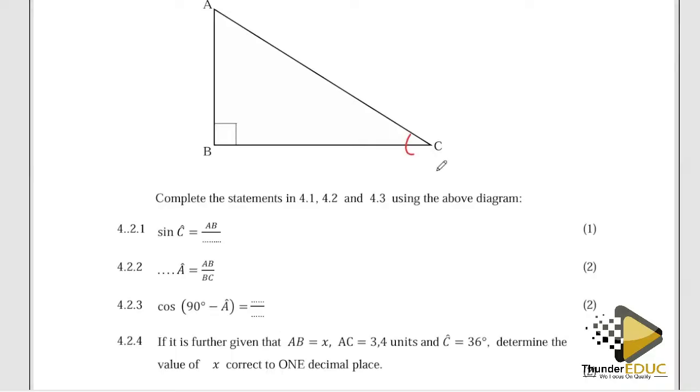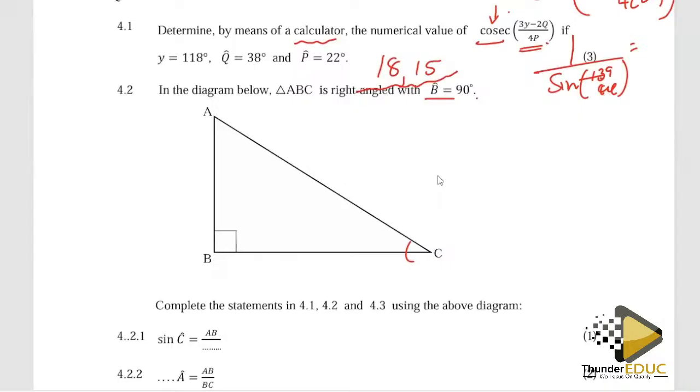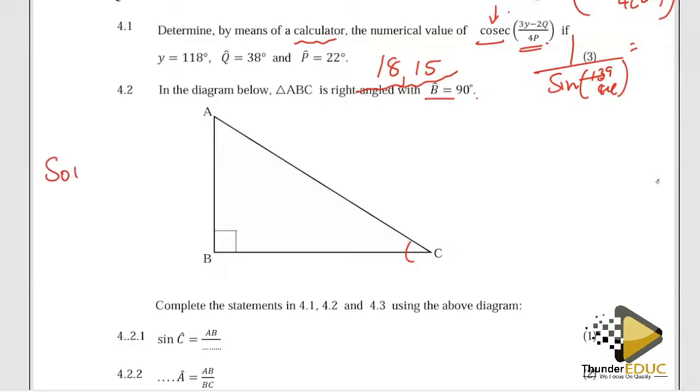So we know from our classes, I don't know which terminologies you guys are using, but this is what I prefer. You know the meaning of everything. So we're saying the sine of C must be the opposite over the hypotenuse. When you look at C as an angle, this side will be the opposite. This is the adjacent. The hypotenuse stays the same. So I'll say 4.2.1, sine of C is the opposite over the hypotenuse, so it's AB over AC. That's the one mark that they want.